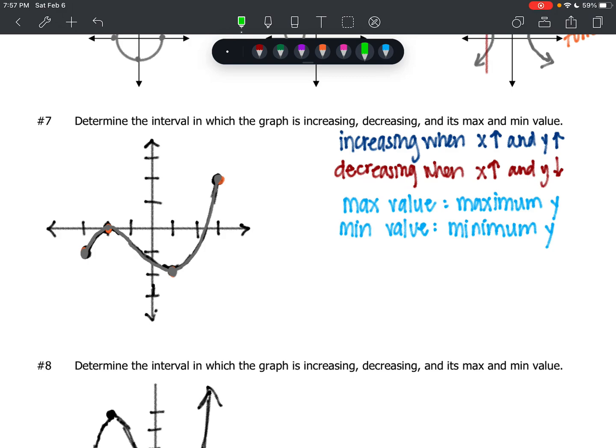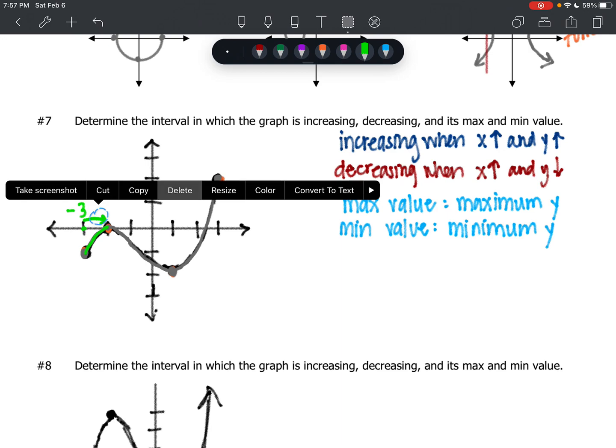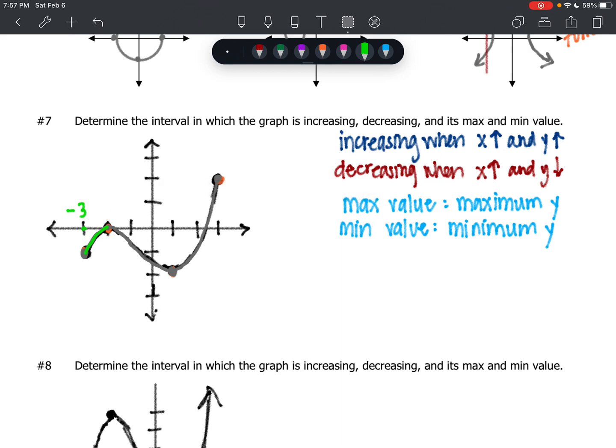So as x increases, so we start at x equals -3. As x increases, y is increasing right here. As x increases, y increases. So this green portion of the graph is an increasing portion. But then you see right here at this point, the graph turns.